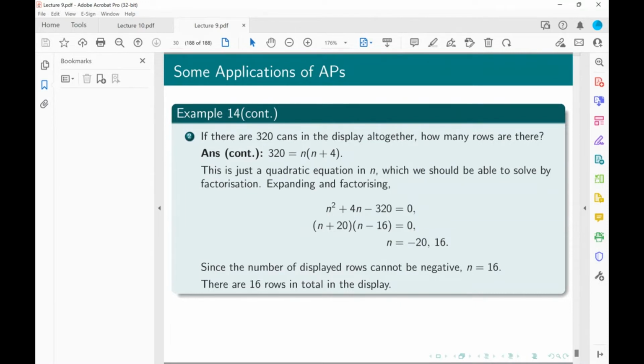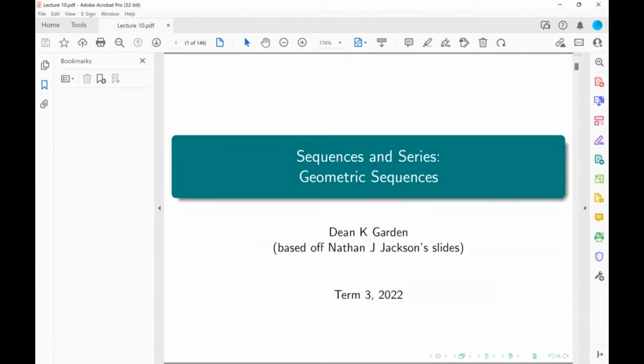Okay, so moving on to today's stuff. Any queries about that last example?